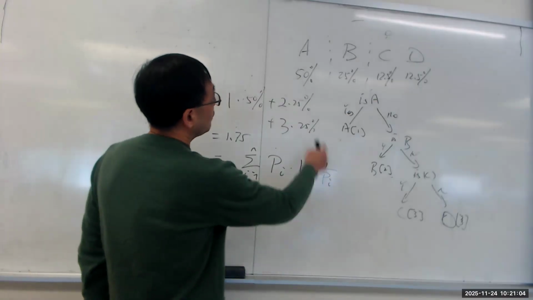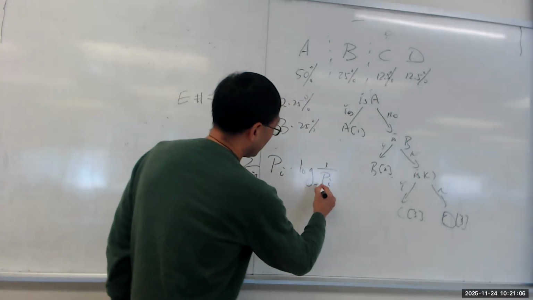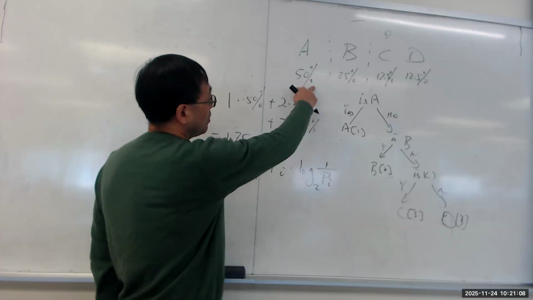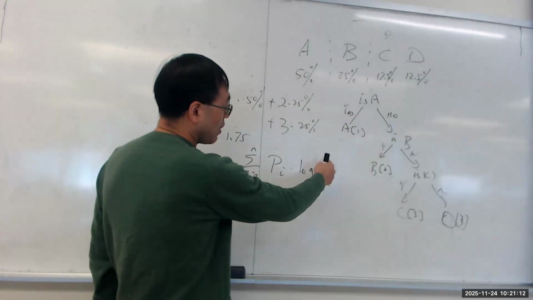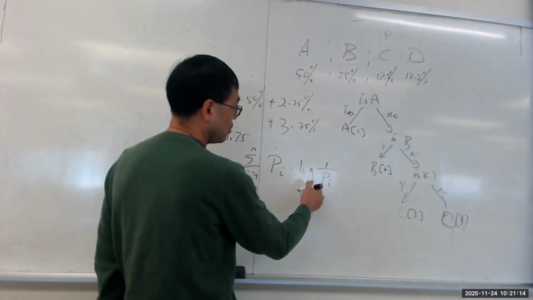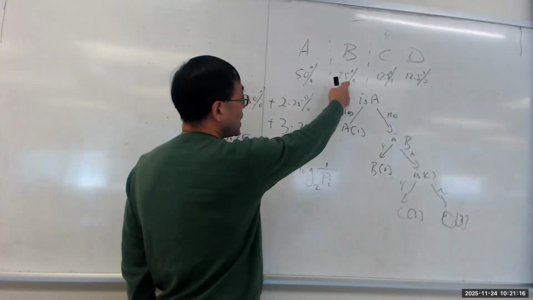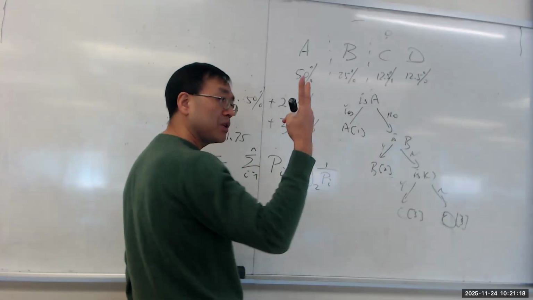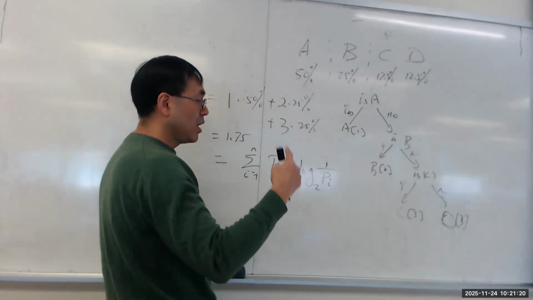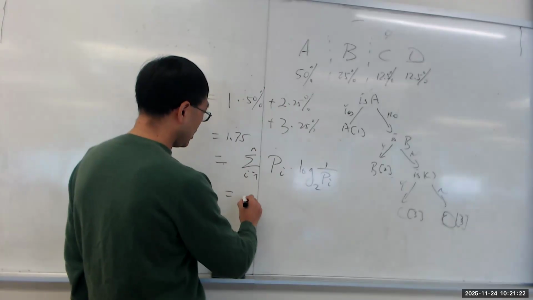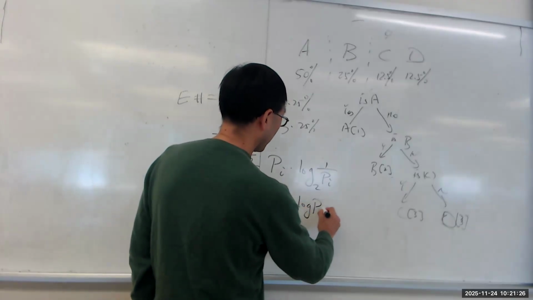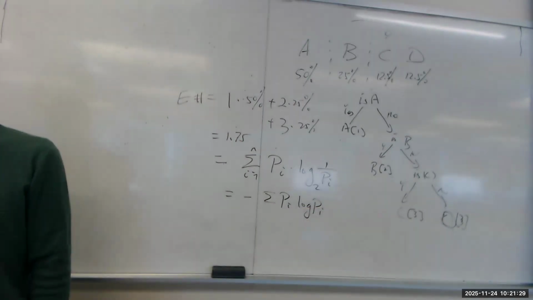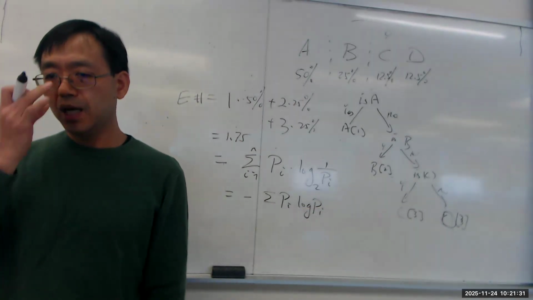Say if it's half, then this is log base 2 of 1 over half, which is log 2 of 2, so you will need 1 guess. If it's B at 25%, then log 2 of 4, you will need 2 guesses. So this essentially is the negative summation of p_i log p_i. This is where the entropy concept comes into play.